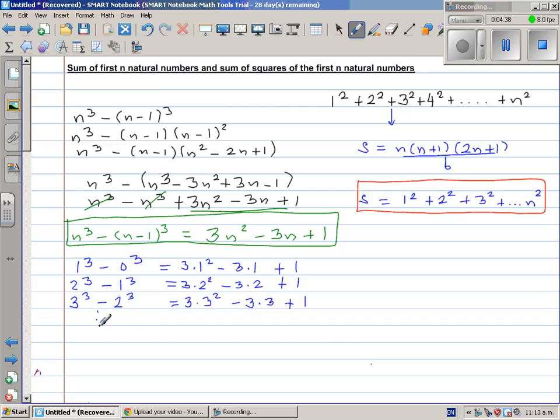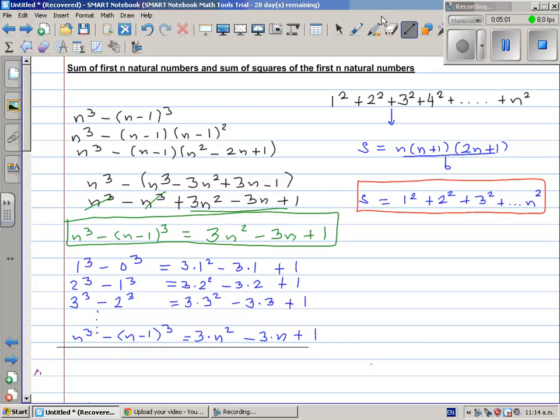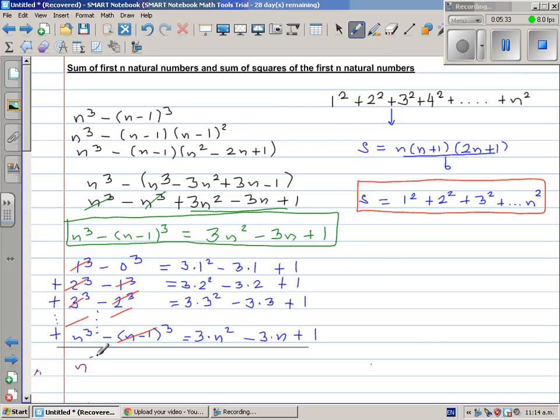Okay, so if you continue this pattern, we can write n cubed minus (n minus 1) the whole cube. You already know the formula. It would be 3 times n squared minus 3 times n plus 1. So now we're going to add all these terms. We're going to add this plus this plus this, adding the whole thing. So if you add the whole thing, what will happen? Plus 1 cube and minus 1 cube will get cancelled. Plus 2 cube and minus 2 cube will cancel. This plus 3 cube, and you'll have a minus 3 cube sitting here, and so on until minus (n minus 1) cube. What remains is n cube minus 0 cube.